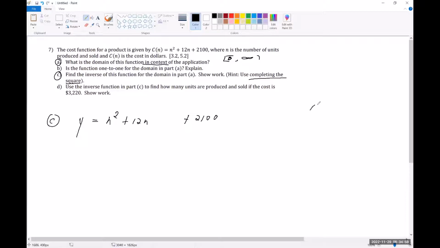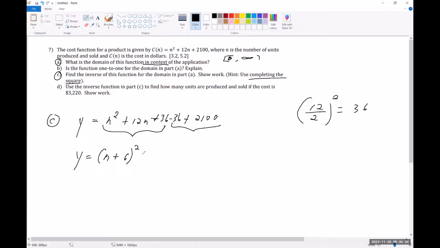So to complete the square, you take the 12, you divide by 2, and then you square it. So 12 divided by 2 is 6. 6 squared is 36. So I'm going to add 36, but of course I need to subtract 36. Then I'm going to work with that part because it's going to look a lot like the way we ended the last problem. This is going to be n plus 6 squared. That's what completing the square allows us to do.